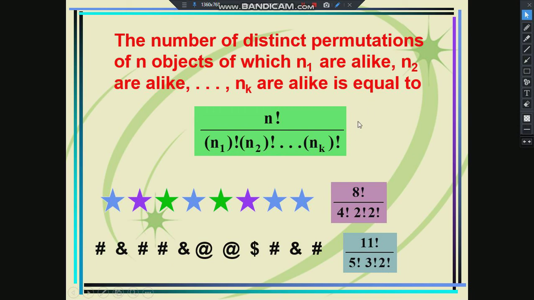So, in general, we will be having the formula: the number of distinct permutations of n objects of which n sub 1 are alike, n sub 2 are alike, and so on up to n sub k are alike is equal to n factorial all over n sub 1 factorial times n sub 2 factorial, and so on up to n sub k factorial.